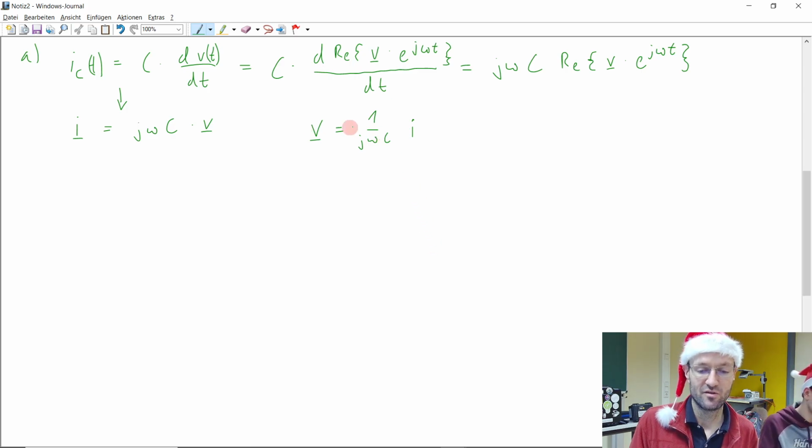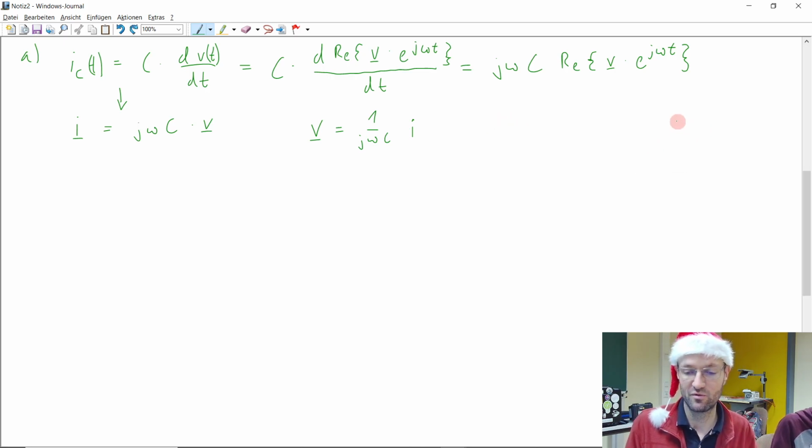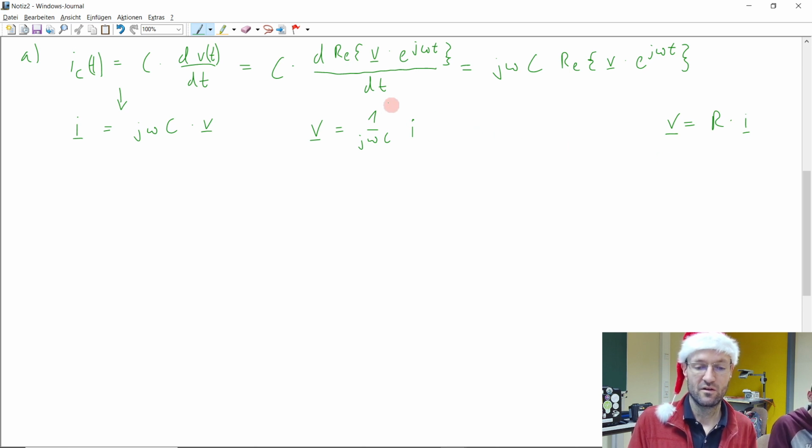So this is the same as what we had before. For the resistance, we had voltage. Maybe I will write resistance here at the end. Voltage is resistance times current. And here we get 1 over j omega C.